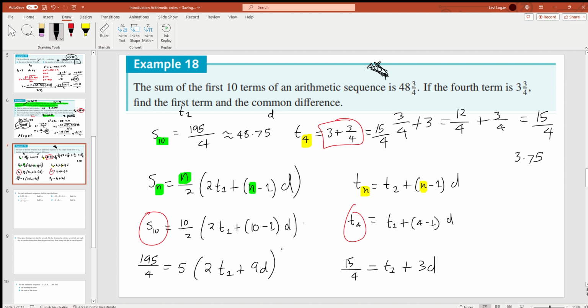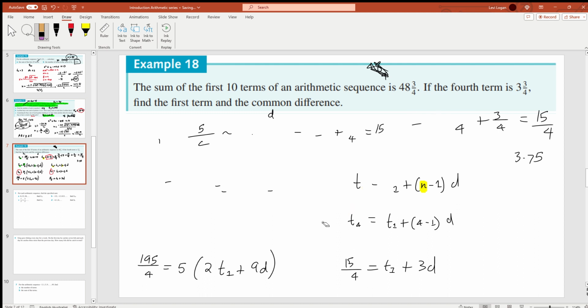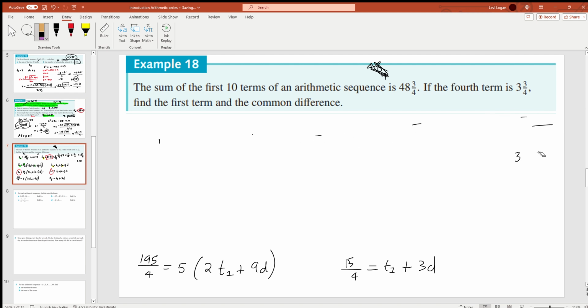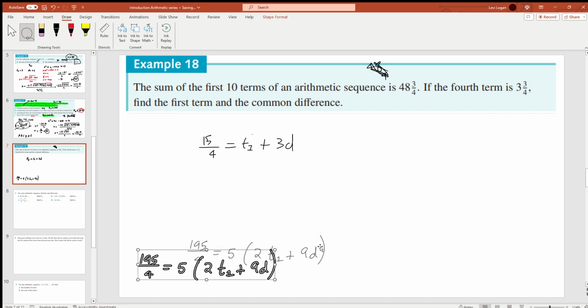Now, it doesn't matter which one you pick to make the subject, pretty much, but one will be significantly easier than the other. So at the moment, let's just rub this stuff out, and we pretty much have two equations. The equation on the right looks a lot easier to make one the subject than the one on the left, purely because the one on the left has a lot more numbers and has a 5 out the front. So we're going to be looking at the equation on the right to make one in terms of the other. The easiest thing to do is to make t1 the subject, because all I have to do is move the 3d to the other side.